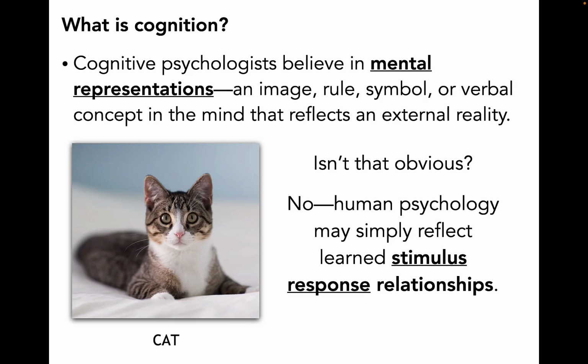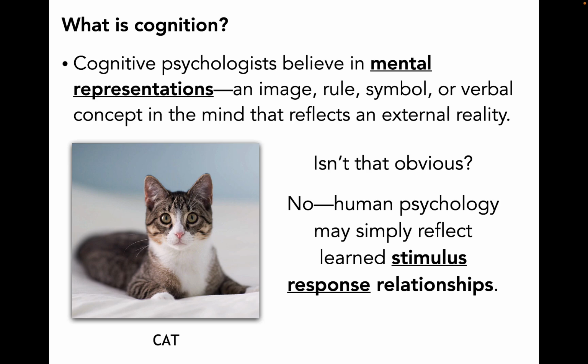Cognitive psychologists believe in mental representations, and simply defined, a mental representation is an image, rule, symbol, or verbal concept in your mind that reflects some sort of external reality. So for instance, when I say the word cat, I'm actually using language to drive a mental representation in your mind. I say cat, this makes you think of a cat, a picture of the animal on the screen. And not only do you have that image in your mind, but you understand the relationship between cats and other animals. You might know that cats are very common in YouTube videos, or cats can be smelly. You know how to use the word cat in a sentence. So mental representations are ideas, symbols, rules, or verbal concepts that exist in your mind, and importantly, they reflect some sort of external reality. And all cognitive psychologists believe in mental representations.